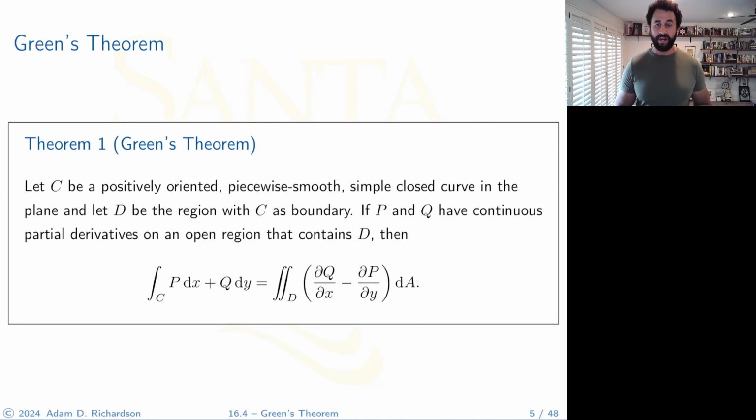Let C be a positively oriented, piecewise smooth, simple closed curve in the plane, and let D be the region with C as a boundary. If P and Q have continuous partial derivatives on an open region that contains D, then this line integral over C is equal to this double integral over D of this expression right here.